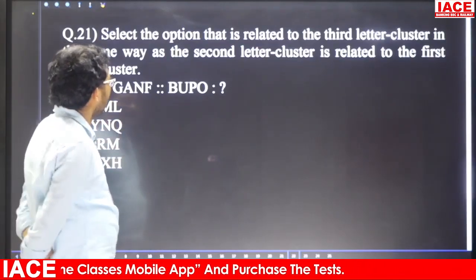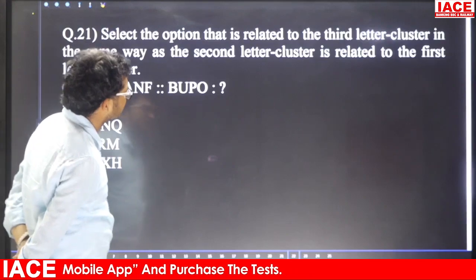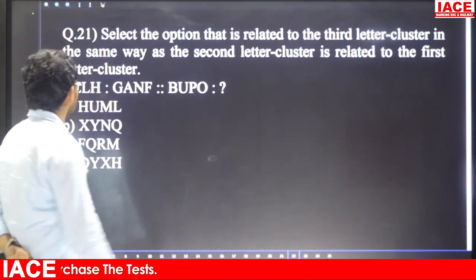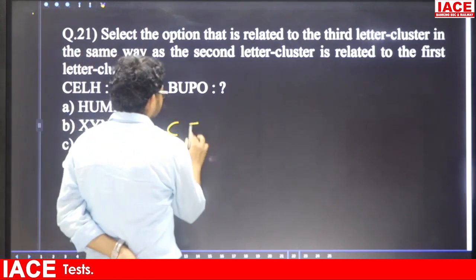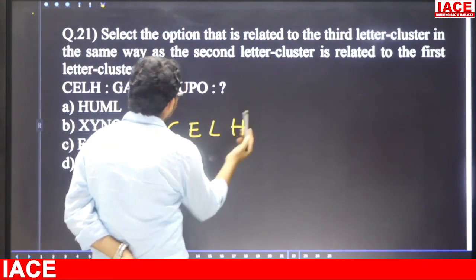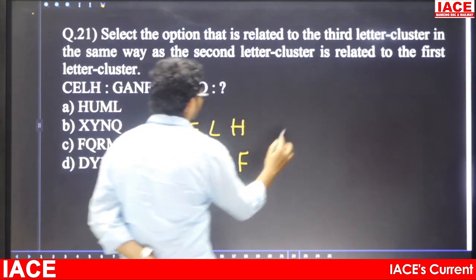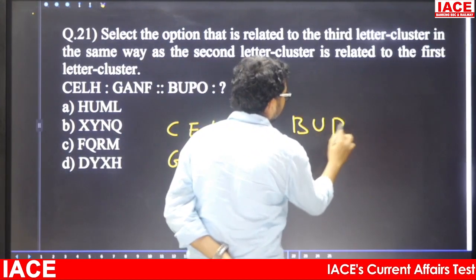Question 21. Select the option that is related to the third letter cluster in the same way the second letter cluster is related to the first. Suppose, friends, take the given one. CALH is related to GANF. Then how is BUPO related to?